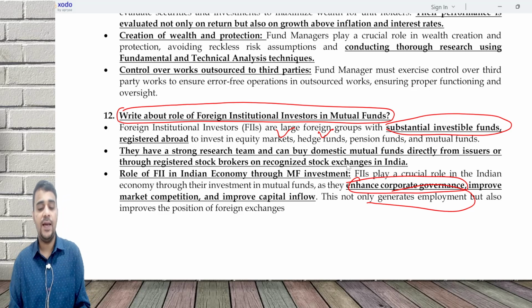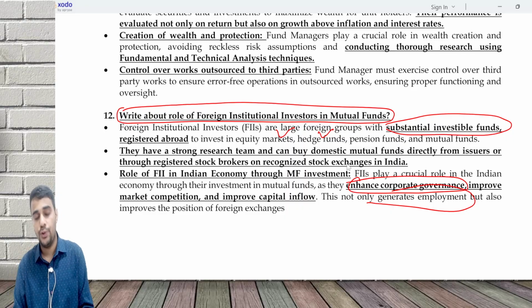And these FIIs can invest in domestic mutual funds directly through the insurers, which is the direct plan, or you do it through registered stock brokers. You do it through the stock brokers or you do direct investment.